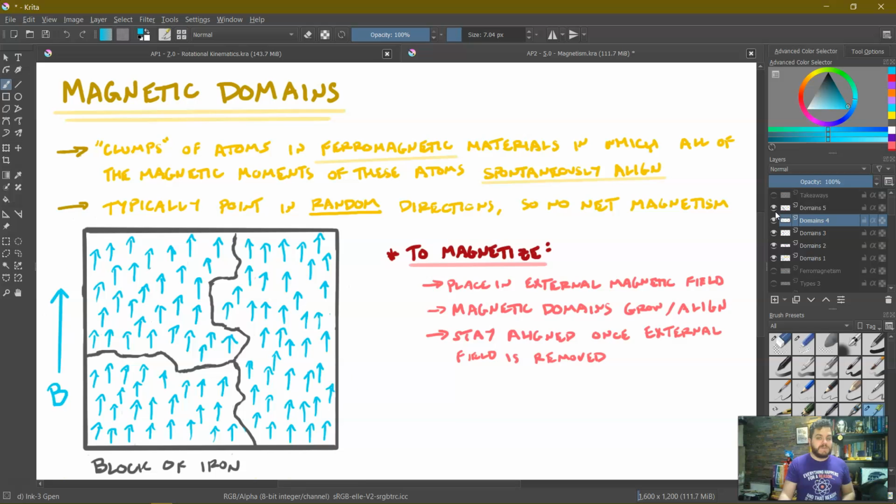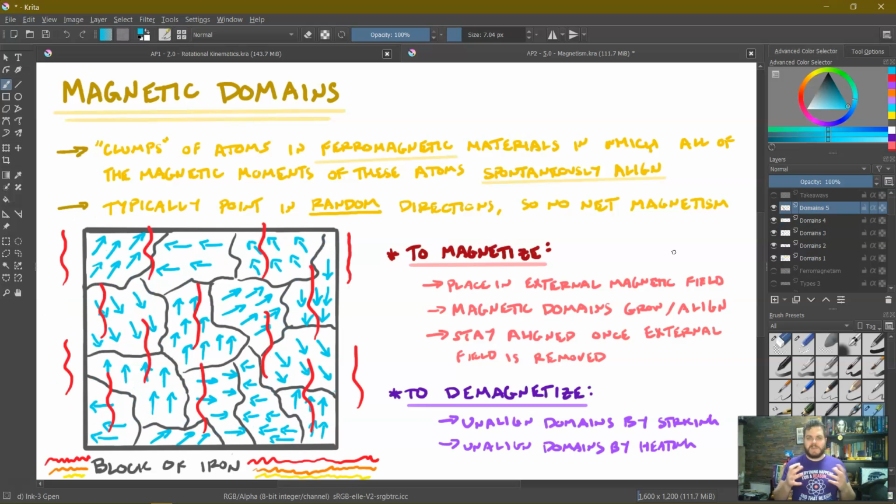But we could also just heat it up. If we heat up this block of iron, all of the atoms will vibrate, they will get out of their arrangement, and now all of a sudden the magnetic domains are no longer aligned with each other. Now, this is at high temperature, so this doesn't just happen at room temperature. You need to heat it up quite a bit, but for certain materials that temperature will be less.